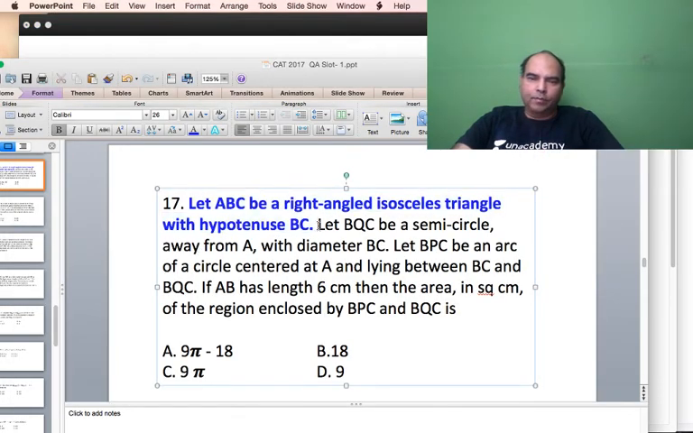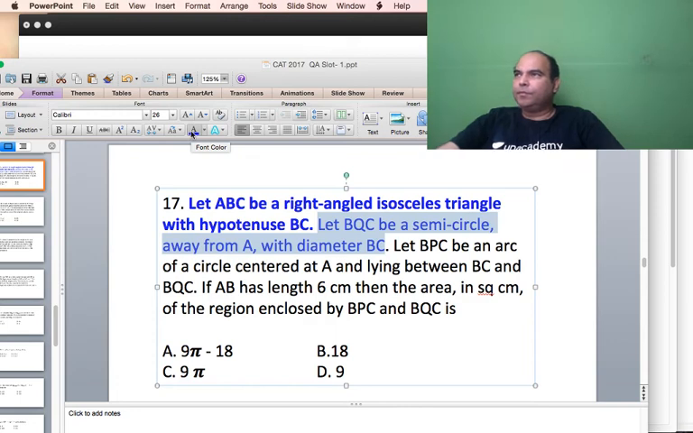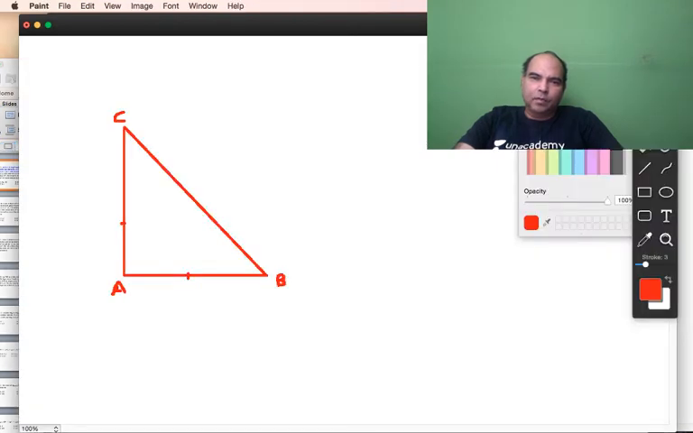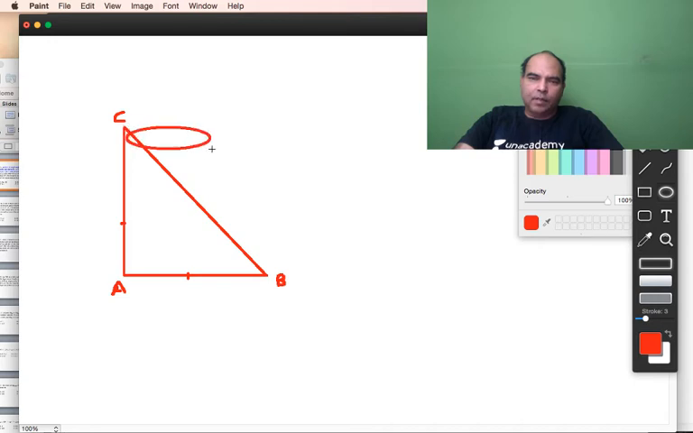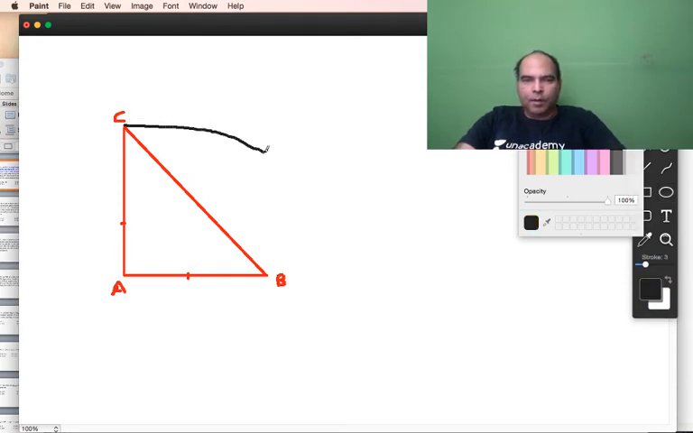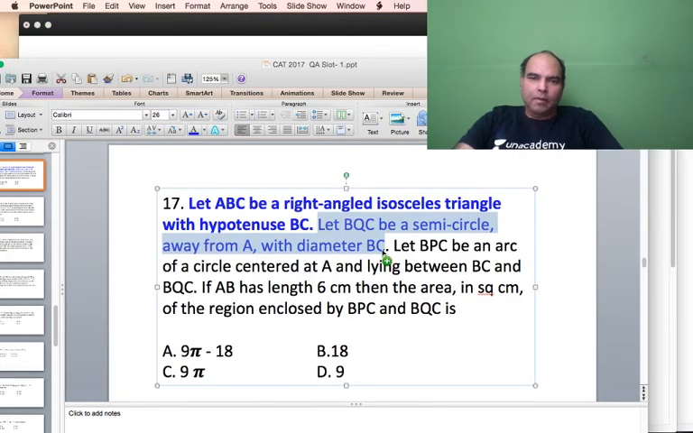What is it saying next? Let BQC be a semicircle away from A with diameter BC. Let's make sense of this. So what we are doing essentially is we are making a semicircle. Let me try to plot this with my digital pen only. We're making a semicircle with this diameter, and it is away from A. Okay? Let BPC be an arc of a circle centered at A and lying between BC and BQC. Now let's understand this.